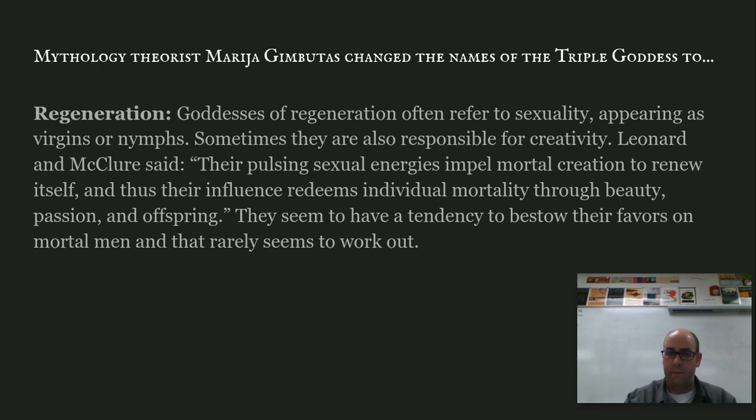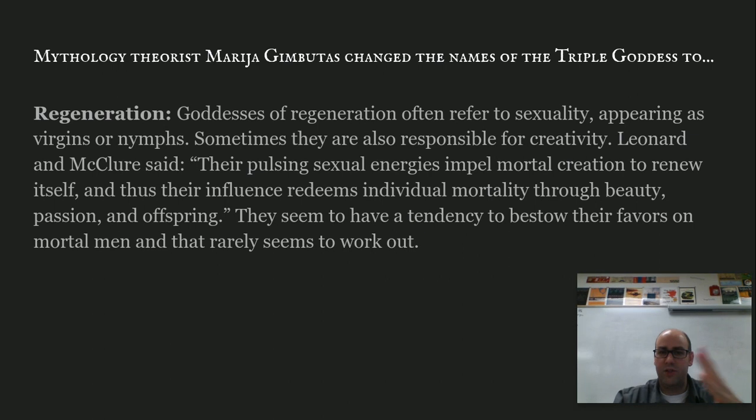And then two other mythology theorists, Leonard and McClure, said their pulsing sexual energies impel mortal creation to renew itself, and thus their influence redeems individual mortality through beauty, passion, and offspring. And virginal regeneration goddesses oftentimes try to bestow their favors on mortal men, but it rarely seems to work out. The two myths that you're going to look at today are regeneration goddesses, where they attract mortal men and then it doesn't work out for the mortal men later on.